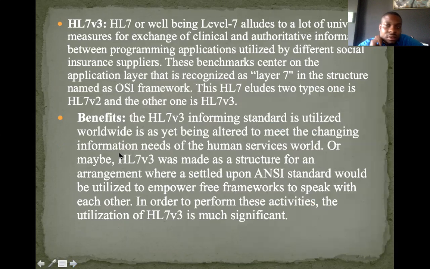So the next slide talks more on the evidence of the HL7 and why I chose version 3. Like I always say, HL7, which is also known as Health Level 7, alludes to a lot of universal measures for the exchange of clinical and administrative information between software applications, which have been utilized, of course, by healthcare providers.